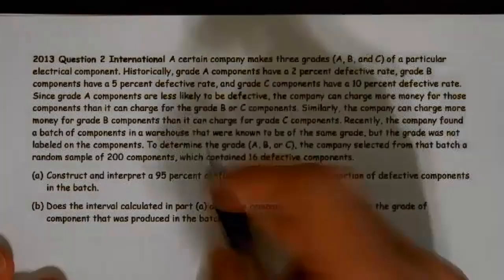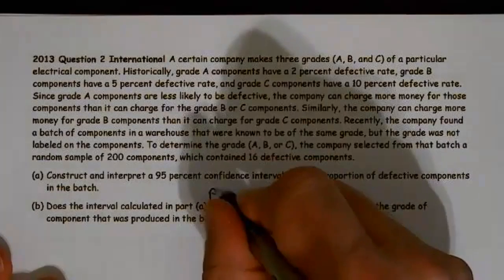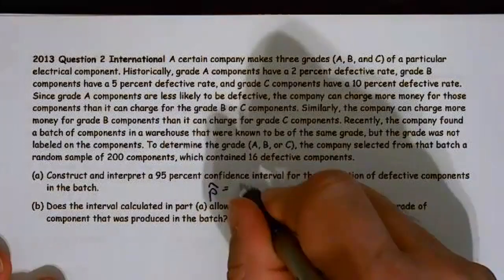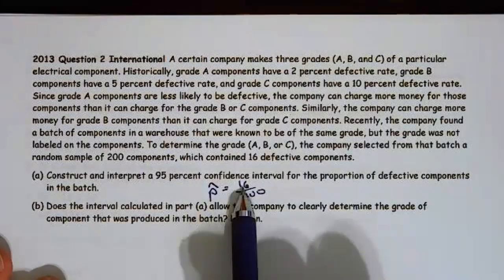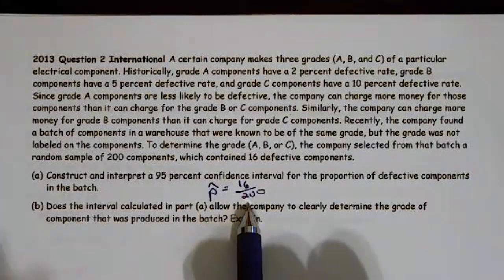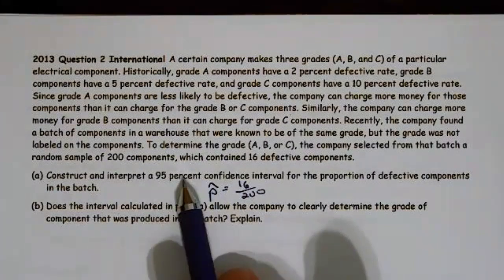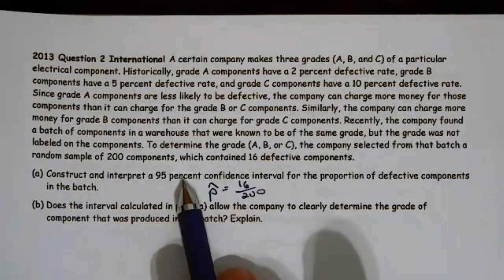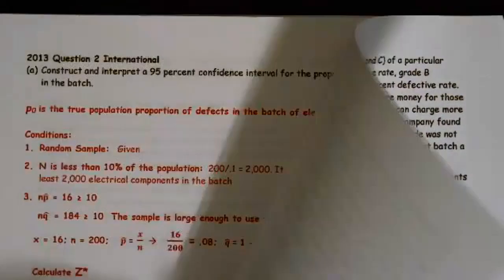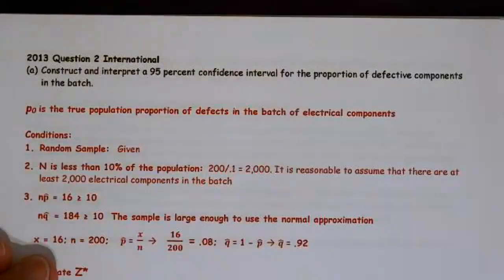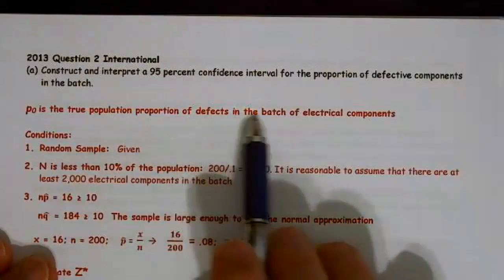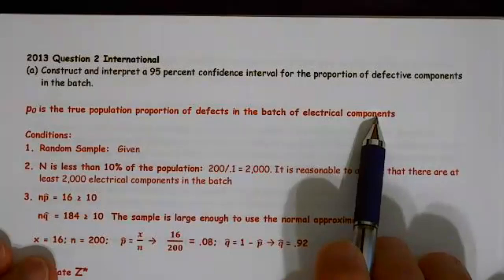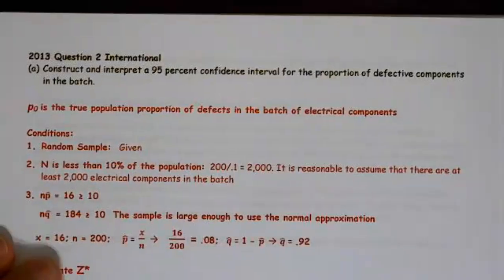Well, first off, what is my defective? Well, I have a p hat of 16 over 200. So I have 16 defectives out of 200 that were sampled. And they want to construct a 95% confidence interval. So p0 is the true population proportion of defects in the batch. And we're going to try to estimate that using our p hat.